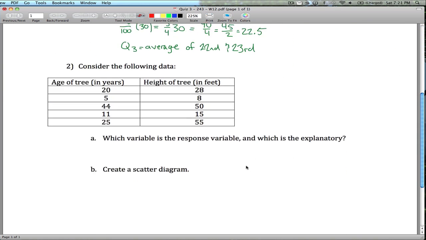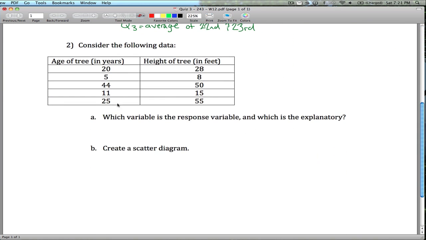The second question, we're given this data, age of the trees and the height of the trees, and asked which variable is the response variable and which variable is the explanatory variable. Okay, so let's see, to figure out what the explanatory variable is, we want to figure out what's the cause, what's the effect. So explanatory, this is the cause, and response is the effect.